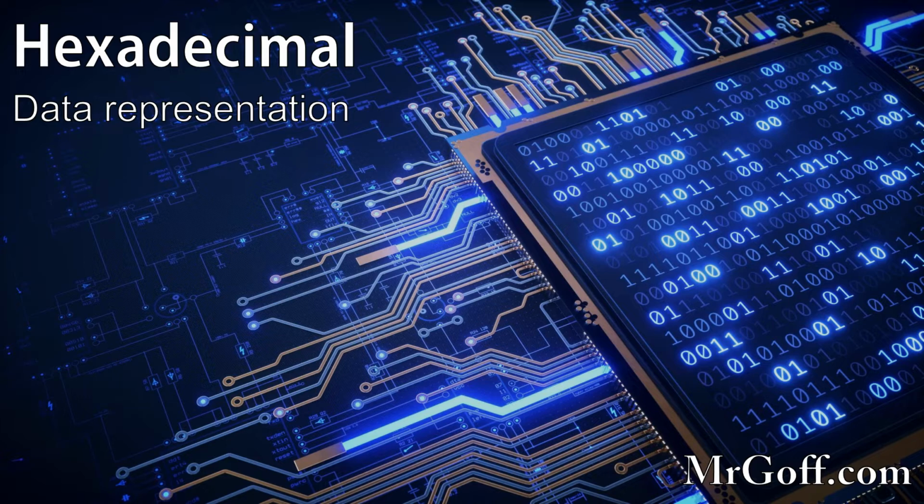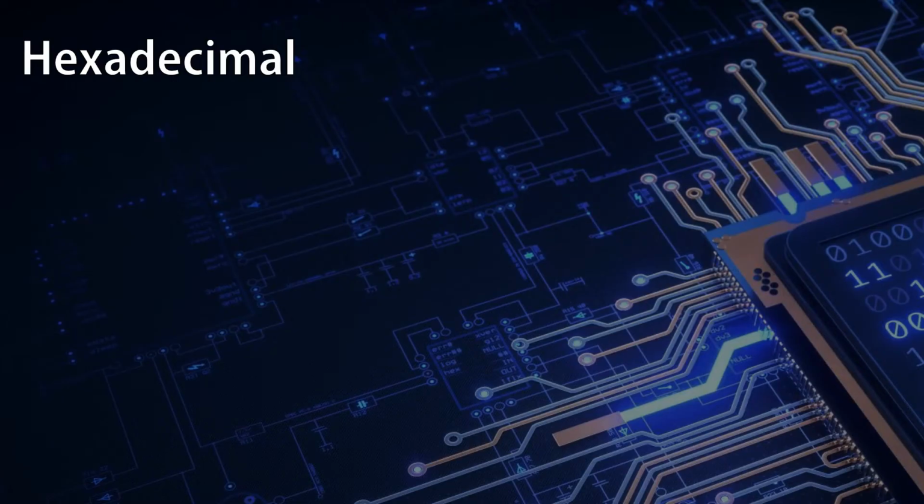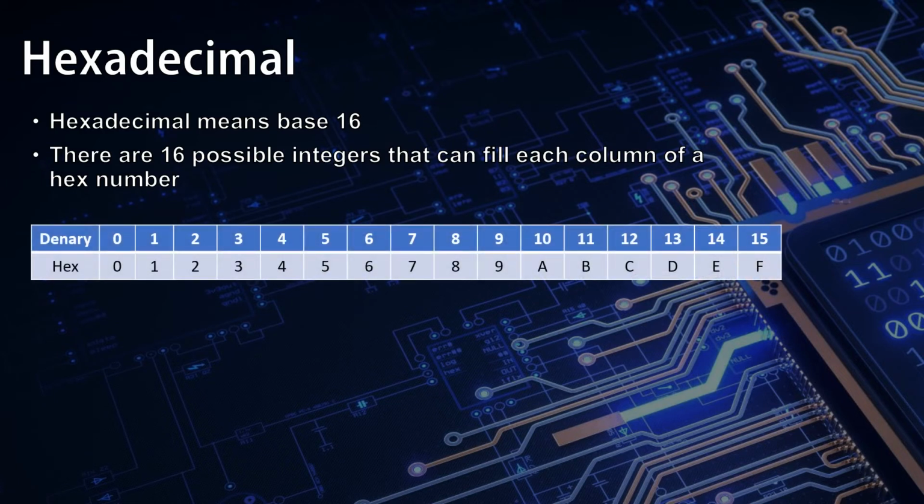Today's video, we'll be looking at hexadecimal. Hexadecimal means base 16. Just as with base 2 there were 2 possible digits to put in a column, and base 10 there were 10, with base 16 there are 16 possible digits that we could use to fill the column of a hex number. After the normal digits up to 9 we're used to, we use the letters A to F to represent the values 10, 11, 12, 13, 14 and 15.